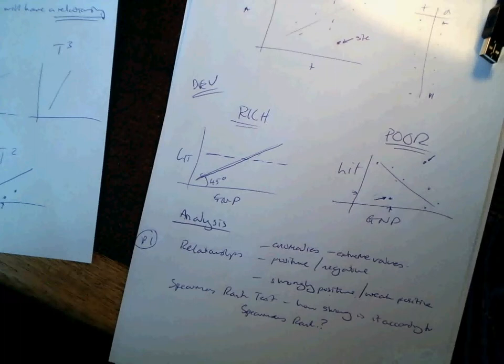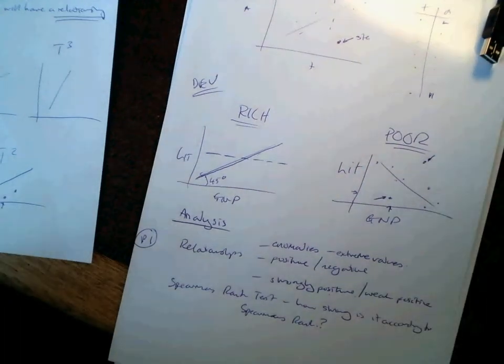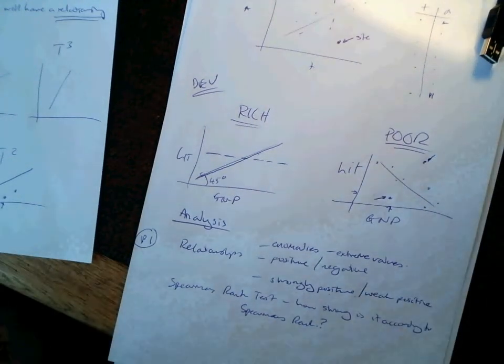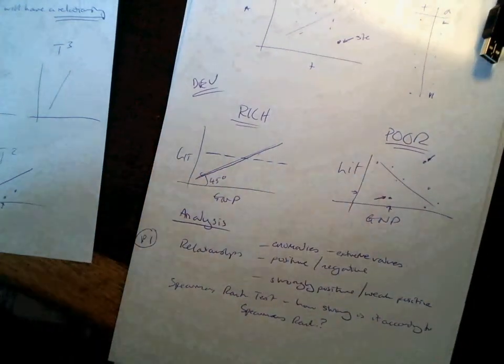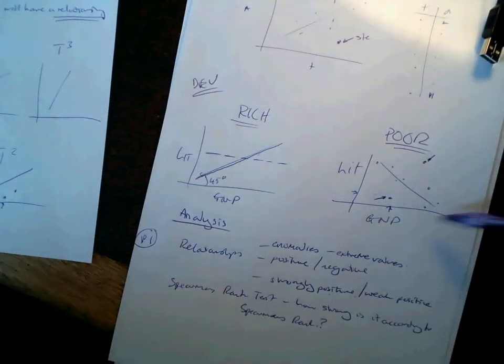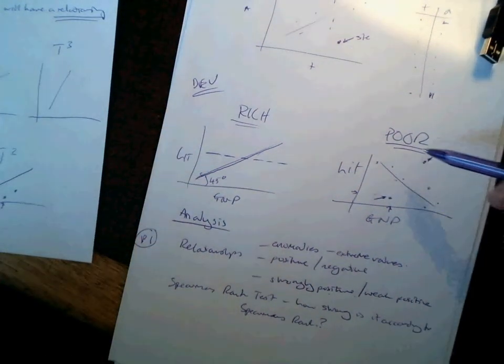But anomalies are quite a quick route to scoring a quick analytical mark, because you are analysing the graphs that are in front of you. You are looking at them, showing your understanding of them.